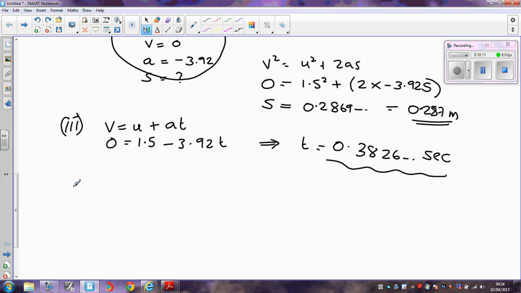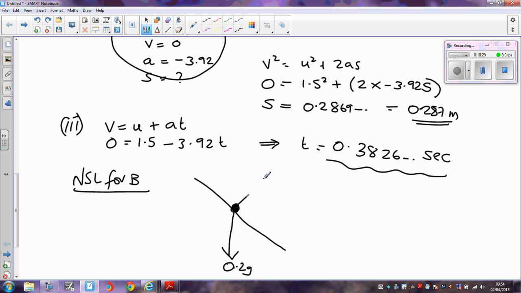So let's have a look then, and we're going to do now Newton's second law for B. So let's just draw a quick diagram to show what's happening for B. Here's B on its slope. The T that was holding it back is no longer there. What it does still have though is its weight, which is the 0.2 g, and it's still got its normal reaction here. So I call that R1. And this angle here, remember, was 20 degrees.